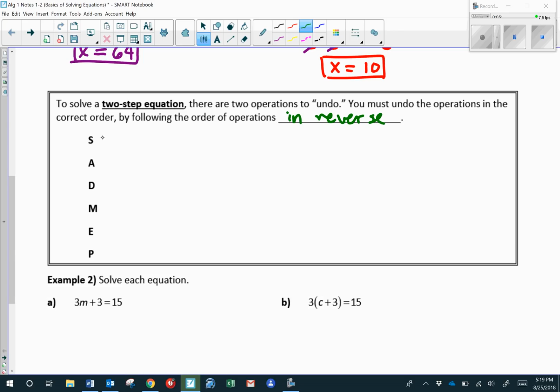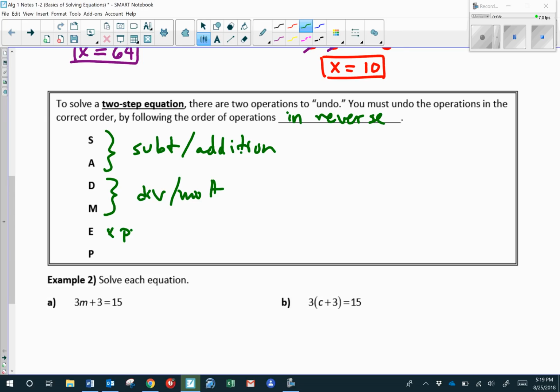So we'll take care of subtraction and addition first, and then division and multiplication second, and then exponents, and then whatever is on the inside of the parentheses.